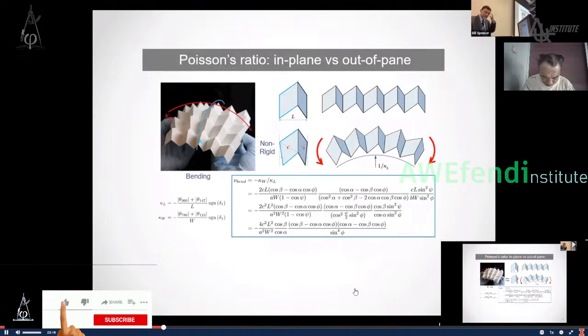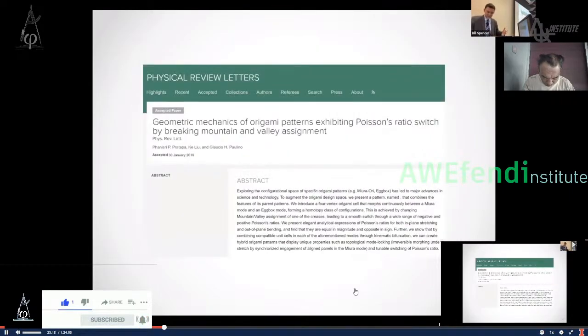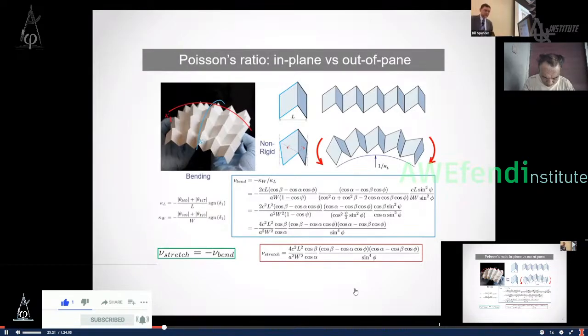And then what we did was to do all the math to see if we could derive analytical relationships for the Poisson ratio behavior. And in a stretch, this is the expression that we got in the red box. And in a similar way, like in the stretch, we take the negative of the ratio of deformations. For the bending, the definition is that it is the negative of the ratio of curvatures. And when you look at the final expression, again, you can see that they differ only by the sign.